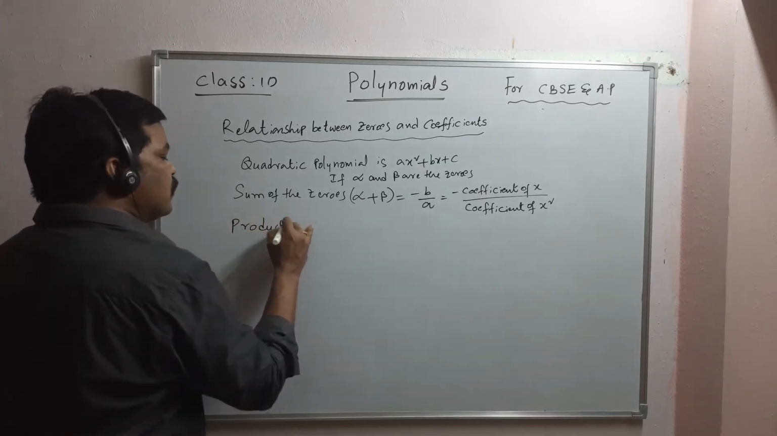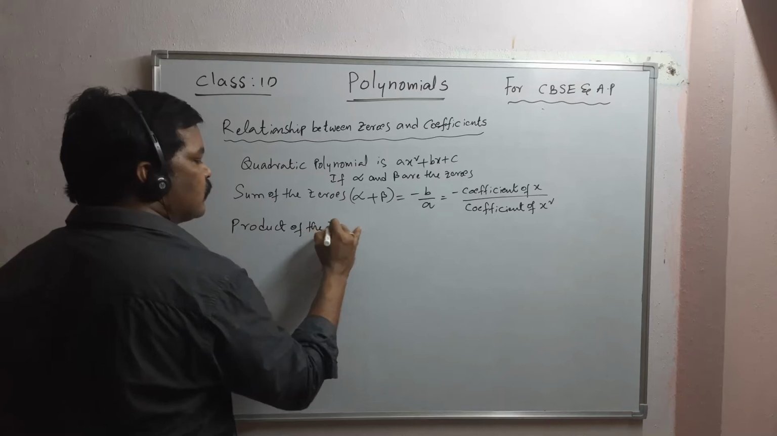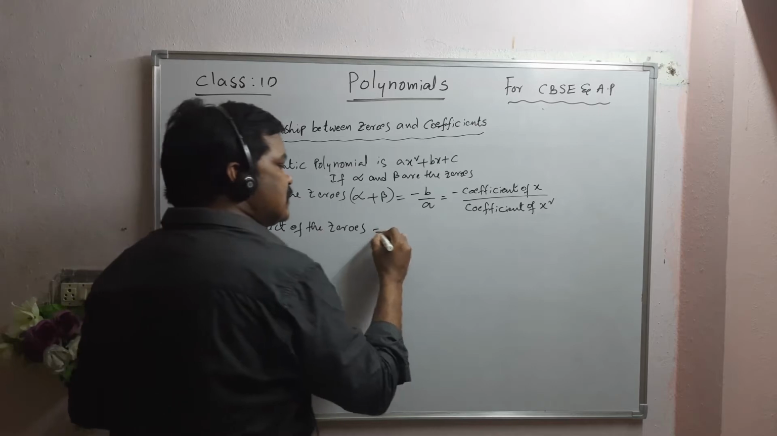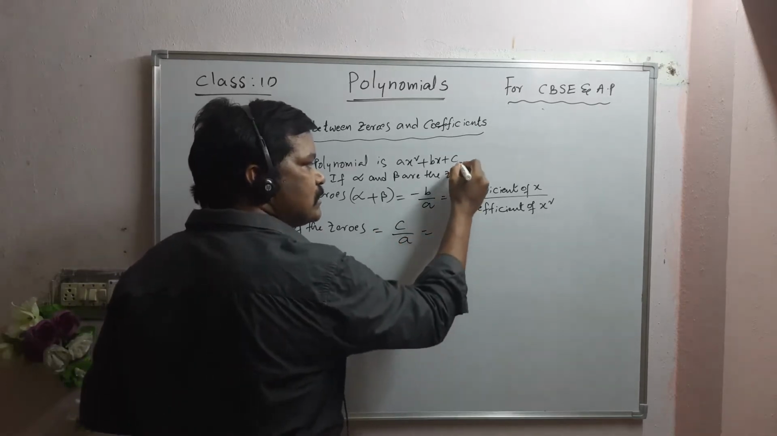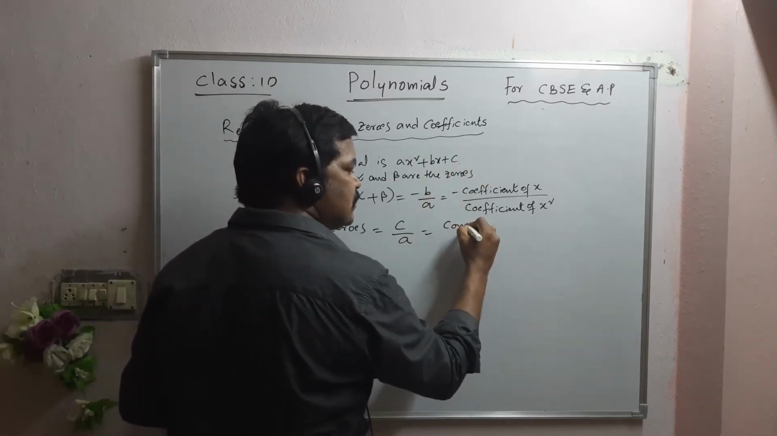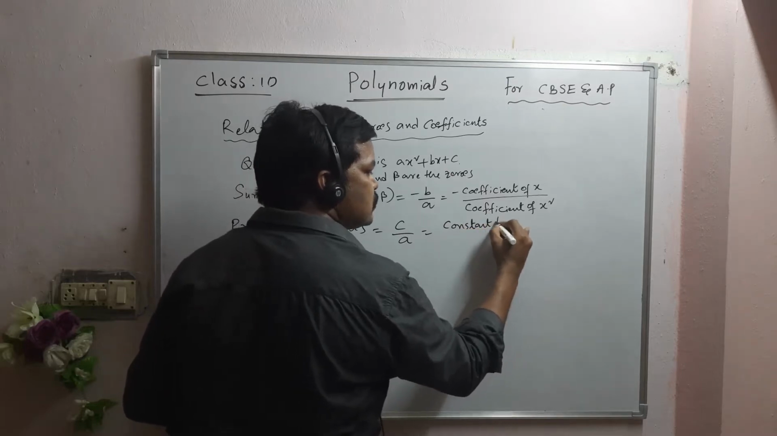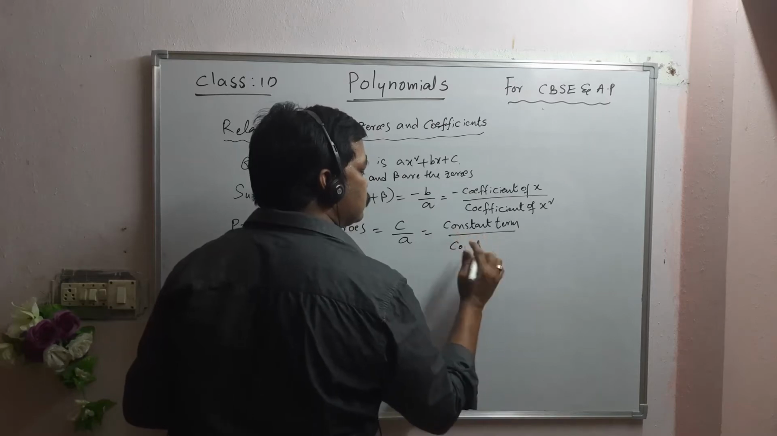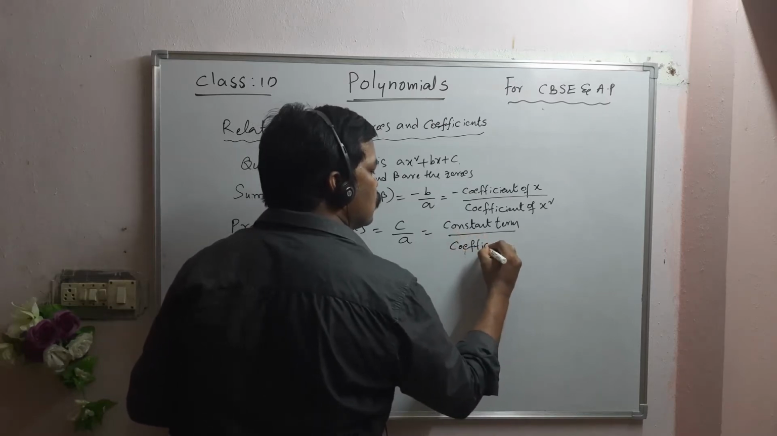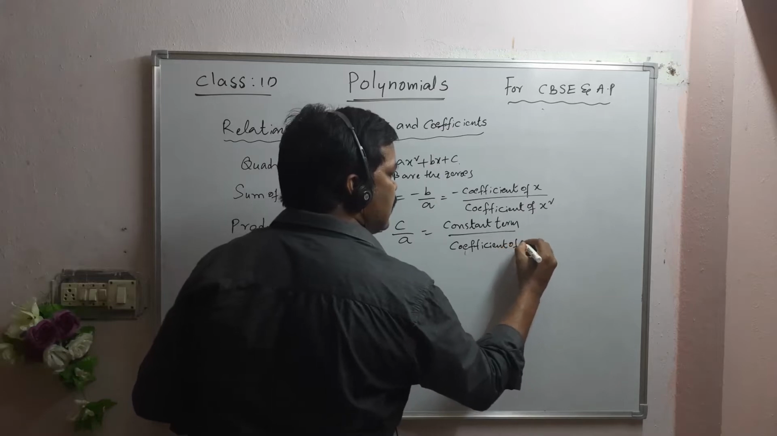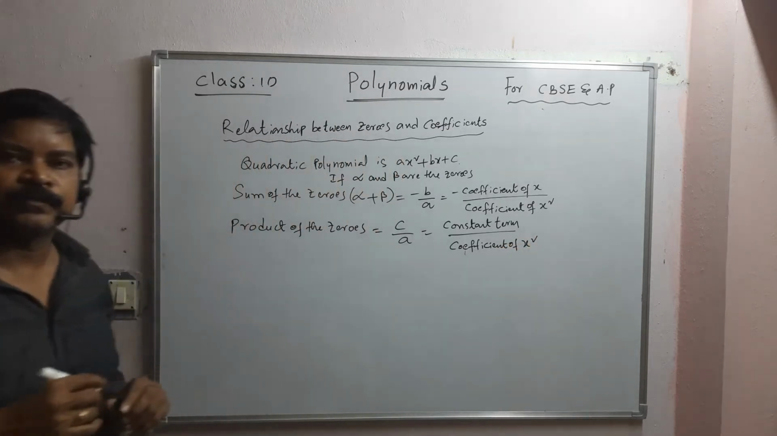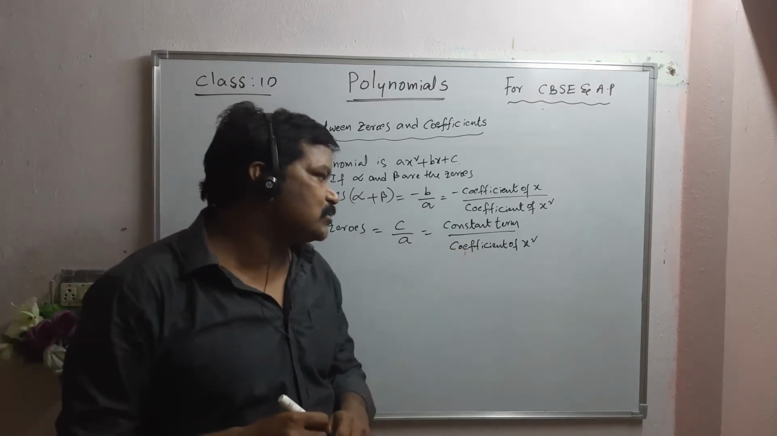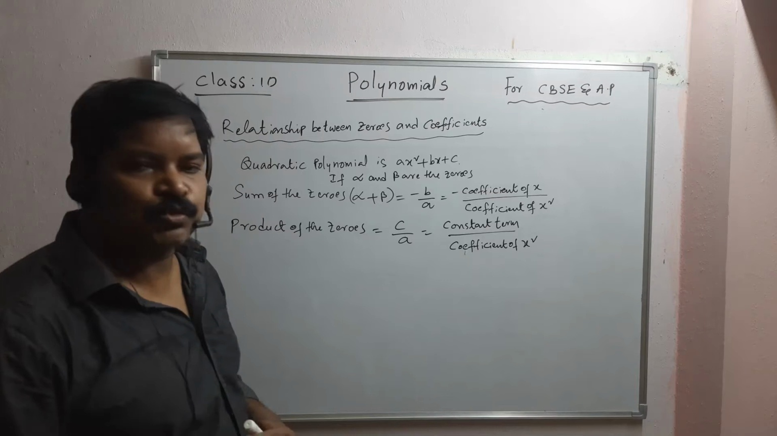Next one is the product of the zeros of a quadratic polynomial. What is the product of the zeros? This is c by a. You know what c is here? Constant term. Constant term by coefficient of x square. So the product of the zeros is c by a, which is equal to constant term by coefficient of x square.